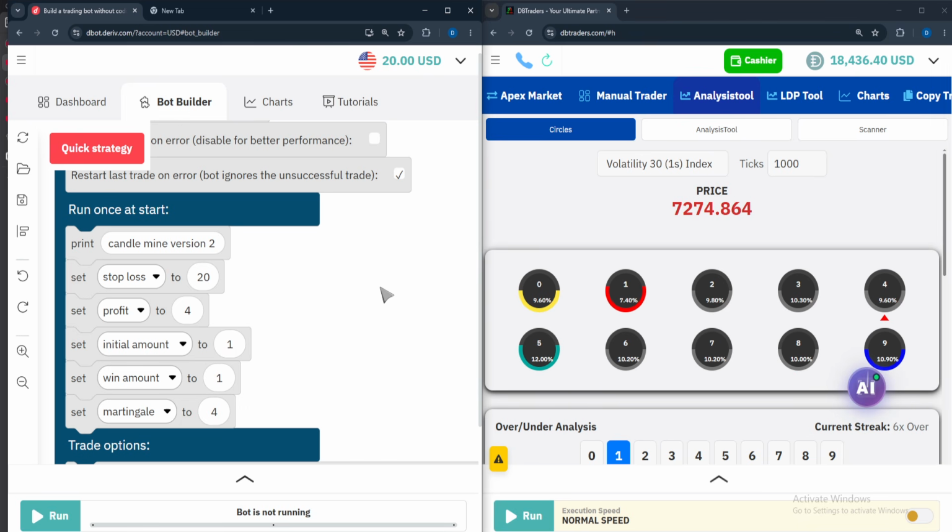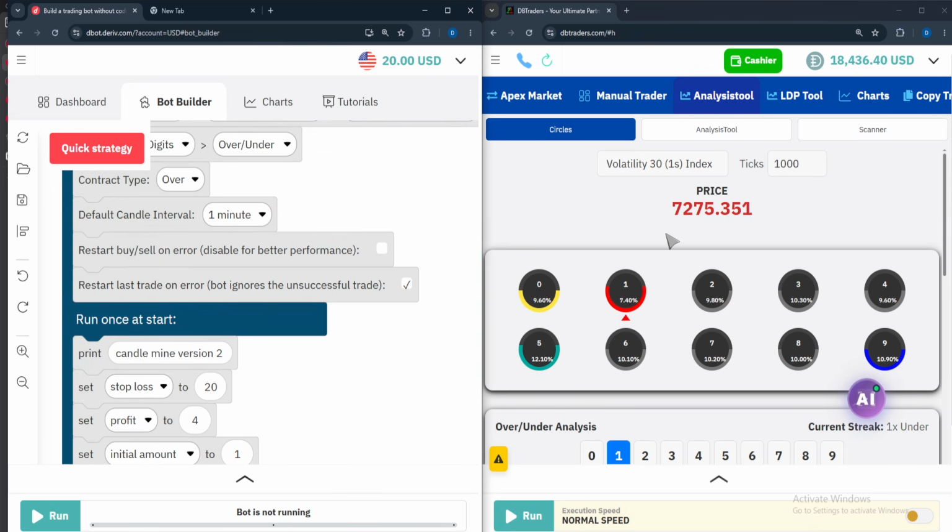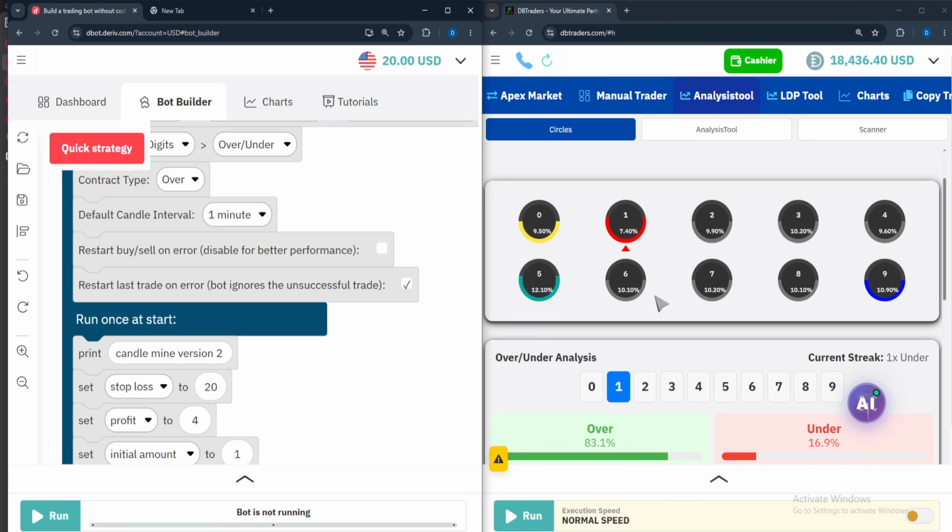All right, so right now I've already found a good market. So this one is a 30 volatility. As you can see, over 1 is very favorable right now. The percentage is strong. Also these numbers are strong.